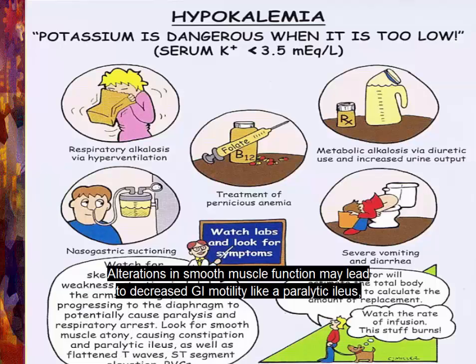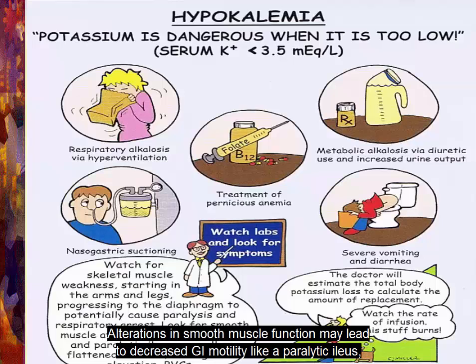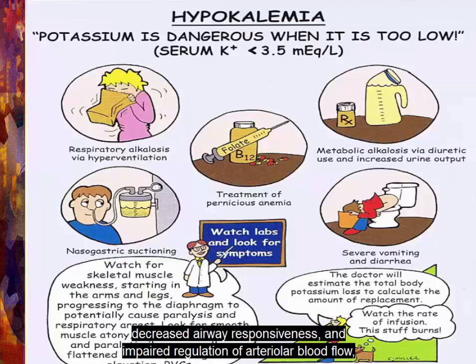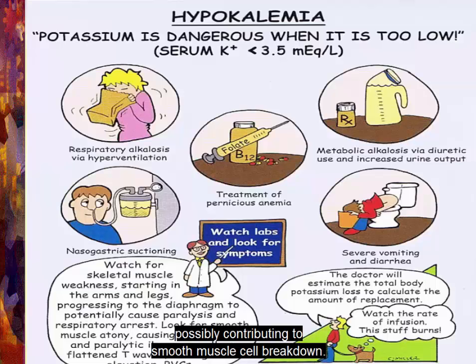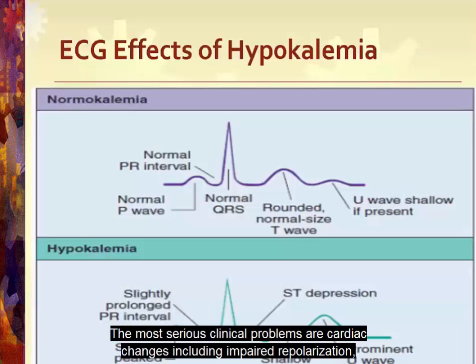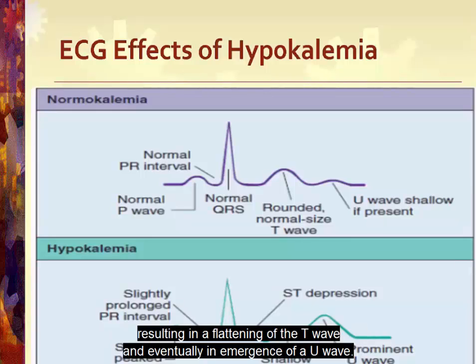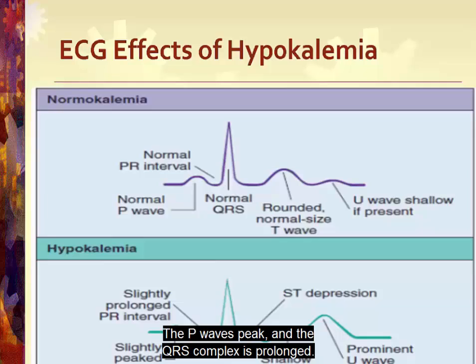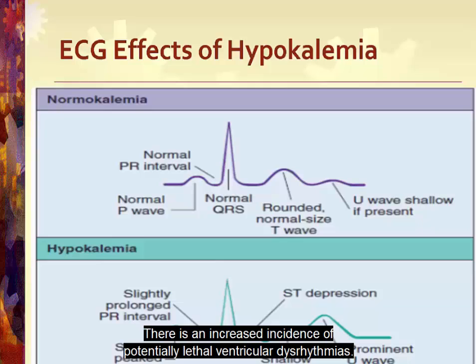Alterations in smooth muscle function may lead to decreased GI motility, like a paralytic ileus, decreased airway responsiveness, and impaired regulation of arteriolar blood flow, possibly contributing to smooth muscle cell breakdown. Finally, hypokalemia can impair function in non-muscle tissue by impairing insulin secretion, leading to hyperglycemia. The most serious clinical problems are cardiac changes, including impaired repolarization, resulting in a flattening of the T wave and eventually an emergence of a U wave. The P waves peak and the QRS complex is prolonged. There is an increased incidence of potentially lethal ventricular dysrhythmias.